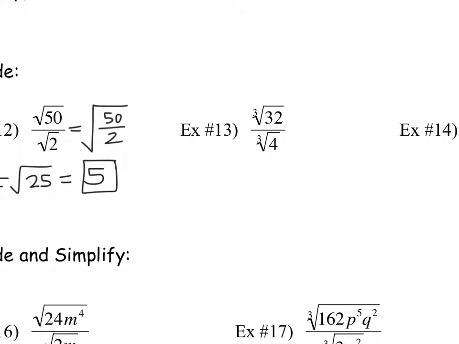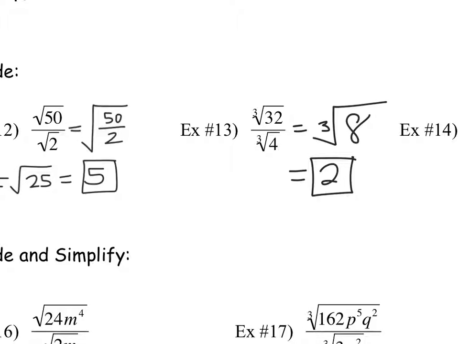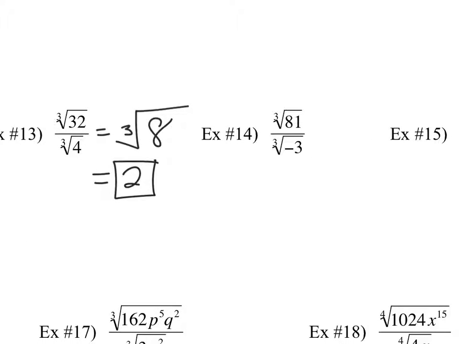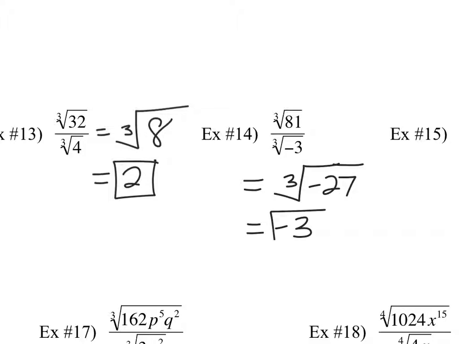All right, over here, same idea. Cube root of 32 divided by the cube root of 4. That's going to give us the cube root of 8. 32 divided by 4. And the cube root of 8 is 2. All right, 14. Cube roots are okay with negatives. All right, so the cube root of 81 divided by the cube root of negative 3 gives us the cube root of negative 27. 81 divided by negative 3. And what is the cube root of negative 27? Good. Negative 3.